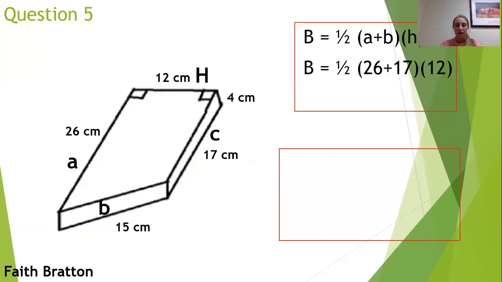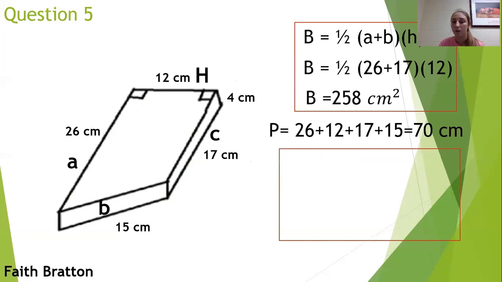So we plug it in. Next, we find the perimeter of this. But first, we're going to figure out what the rest of this is. Okay, so we plugged in, so we have the formula B equals 1/2 (a plus b) h. So we're going to plug in the information that we have, and we're going to get B equals 258 centimeters squared.